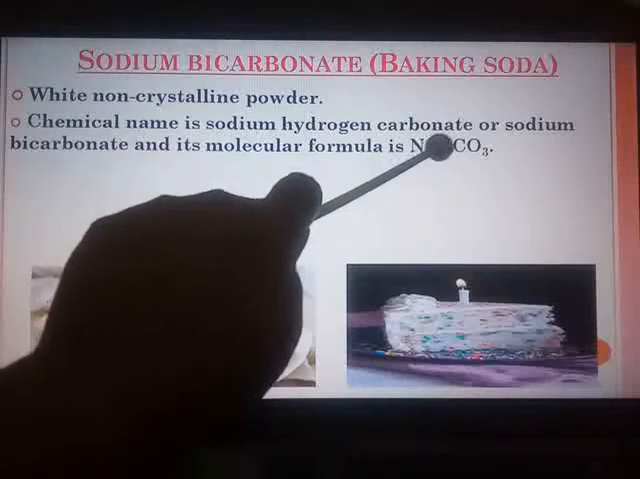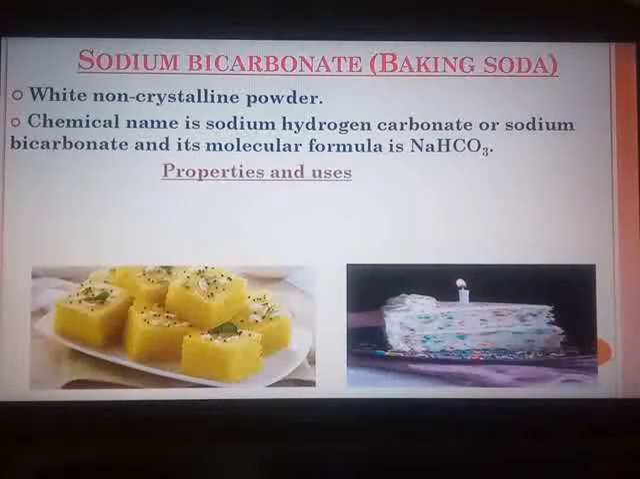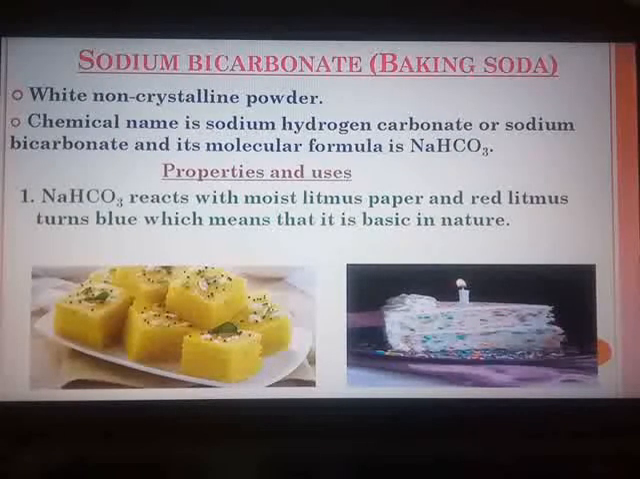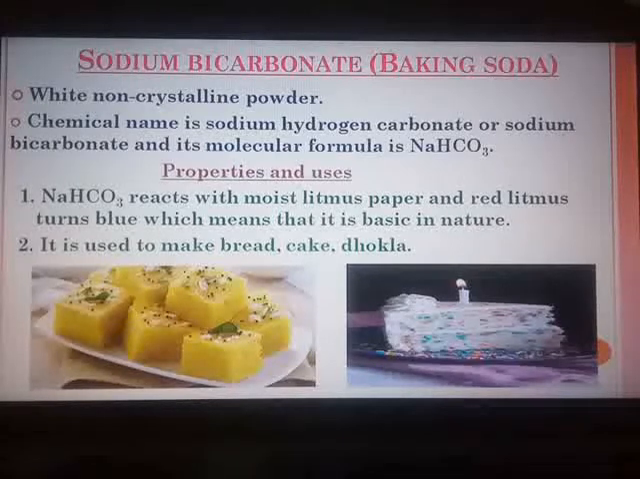So, sodium hydrogen carbonate. About its properties, it reacts with moist litmus paper and red litmus is found to turn blue, which indicates its basic nature. It is used to make bread, cake, dhoklas. I have told you it is used to make these food items soft, porous and fluffy.